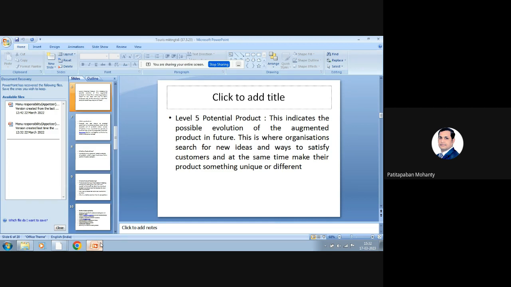So normally, what happens in the tourism industry is that tourists and travelers always look for level 4 and level 5 kind of potential product, because these level 4 and level 5 products always meet the higher expectation of the customers or the tourists.